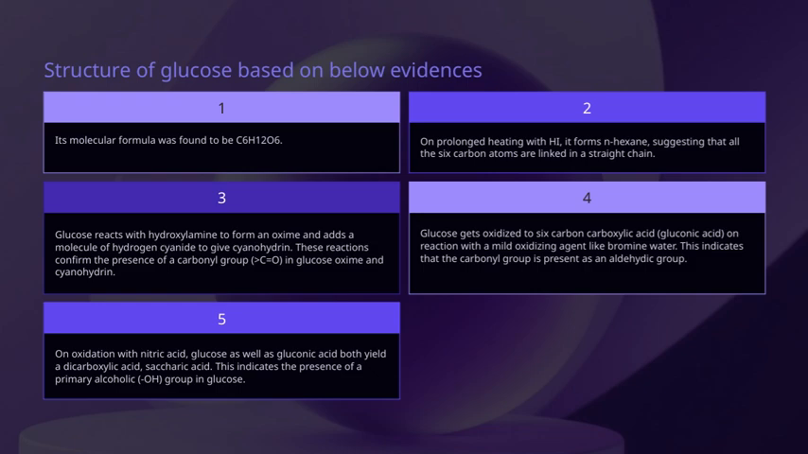When glucose reacts with hydroxylamine, it forms an oxime, and when it reacts with hydrogen cyanide, it forms cyanohydrin. These reactions are classic indicators of a carbonyl group, specifically a C=O group, in the molecule. Finally, the molecular formula of glucose is C6H12O6. All these pieces of evidence, oxidation reactions, reactions with hydroxylamine and cyanide, help us understand the structure of glucose and confirm its key functional groups. Together, they paint a clear picture of glucose's molecular framework and its reactive nature.